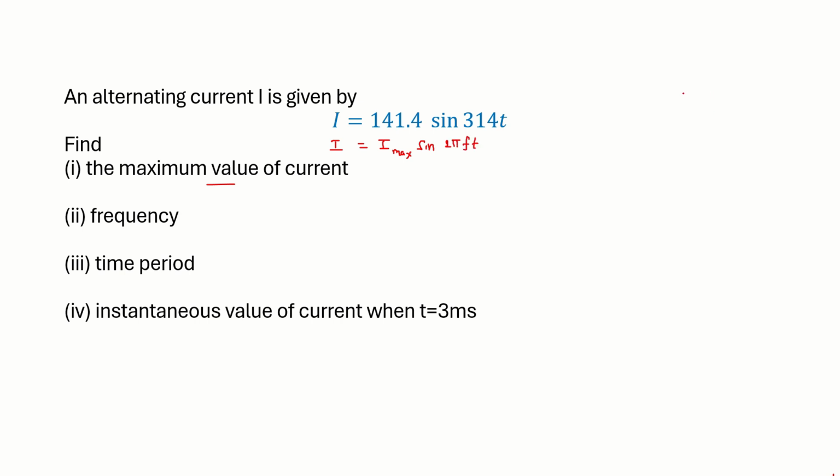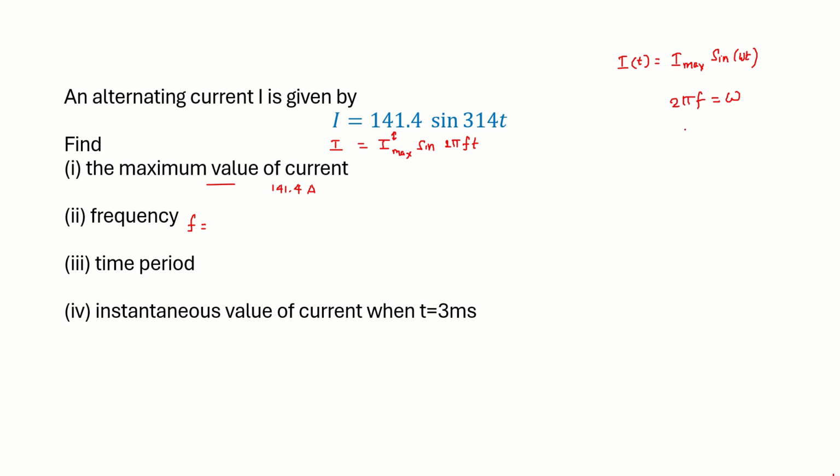Here I want to tell you, 2 pi f is called the angular frequency. In some books we can also find the instantaneous current equation like this: I of t equal to I max sin omega t. Whatever it may be, we have to find the maximum current. So compare with this one, the maximum current is equal to 141.4 ampere.